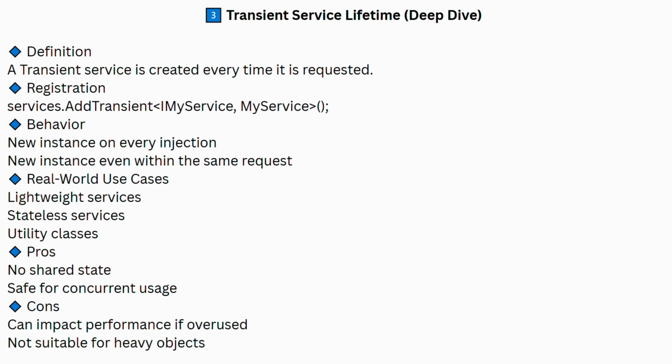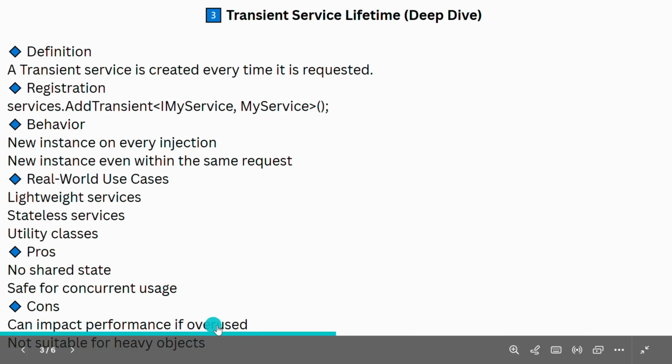So let's suppose multiple threads are using a particular service, then they have their own objects for that particular service. So you do not need to maintain thread safety for this. So it is safe for concurrent users. It can impact performance if you overuse it.